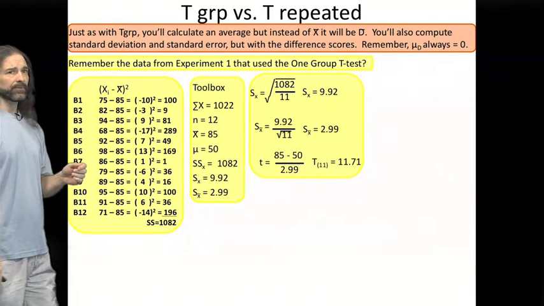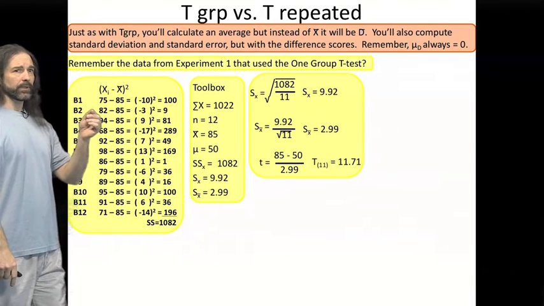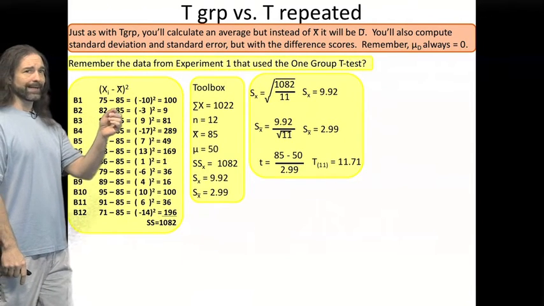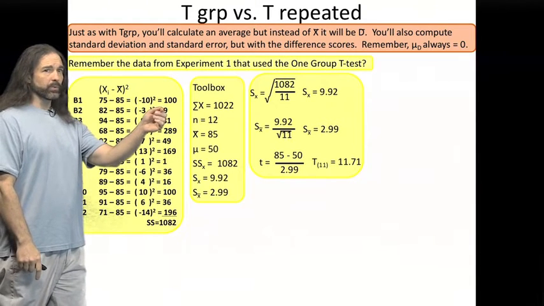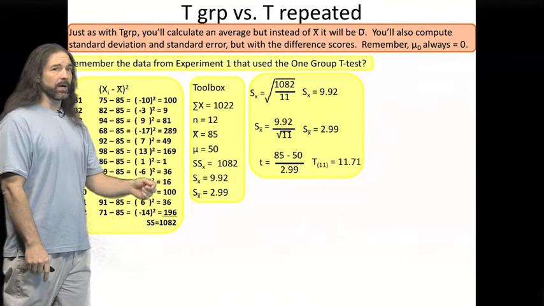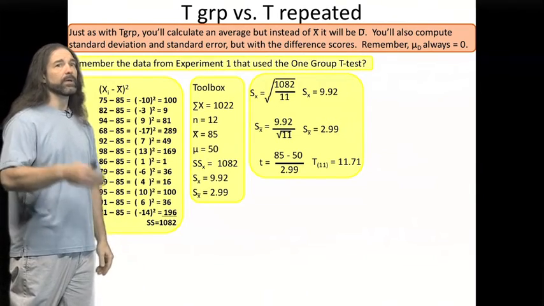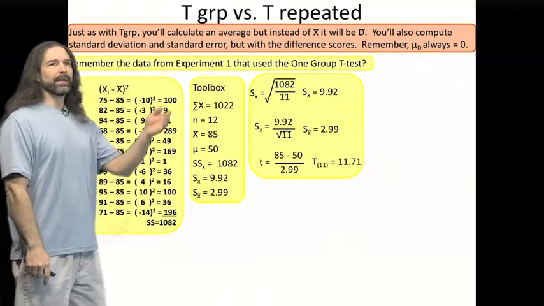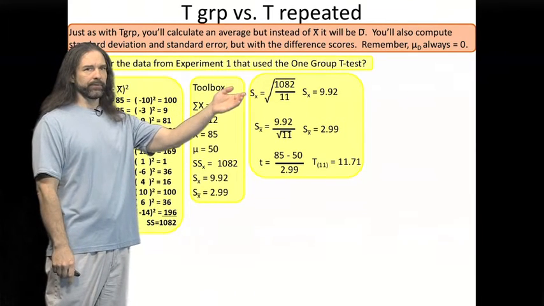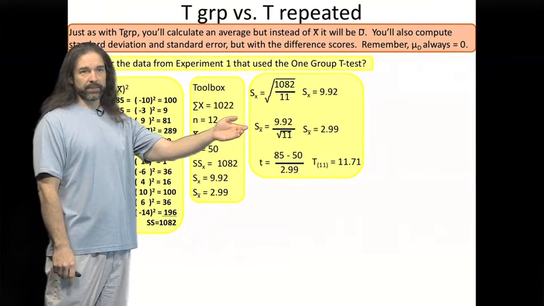To get the sum of squares, what did we do? We took each individual value, we subtracted the mean from it, we got that total, we squared it. Once we did that for all of them, we summed them, hence the sum of the squared deviations, or sum of squares. Once we had the sum of squares, we were able to get the standard deviation, which allowed us to calculate the standard error.